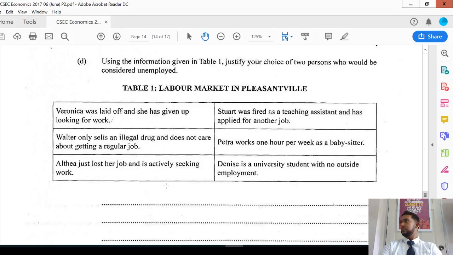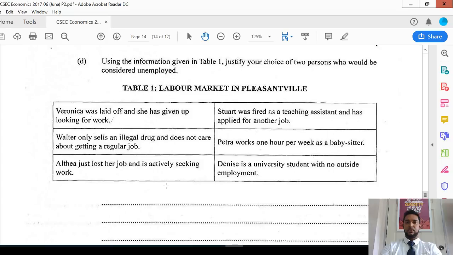Stuart was fired as a teaching assistant and has applied for another job. That's unemployed, frictional. Petra works 1 hour per week as a babysitter. No, she was working? She just chooses to work 1 hour a week.